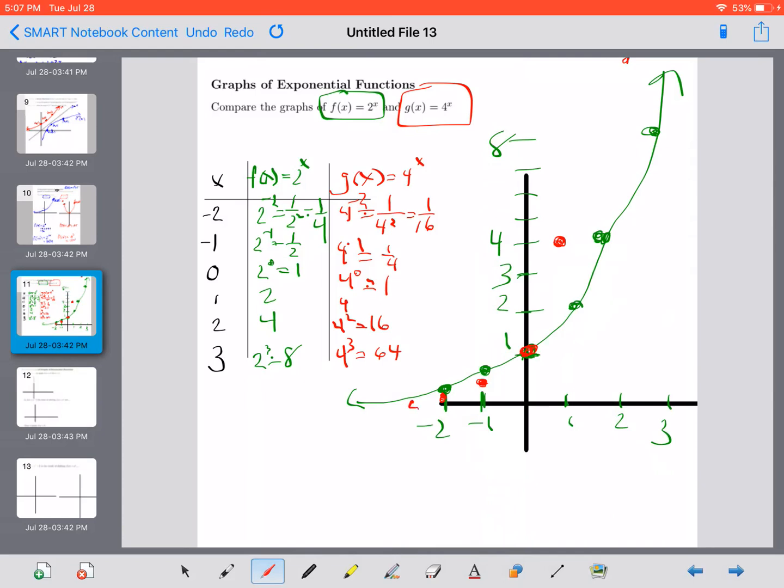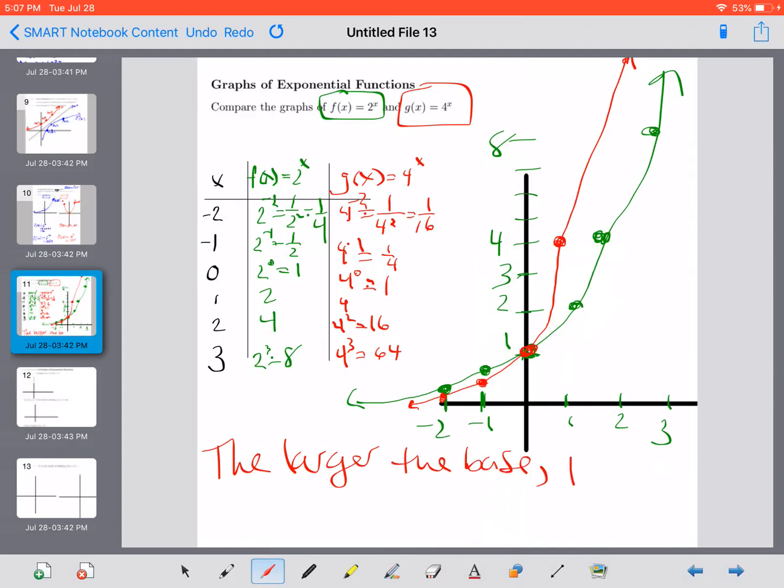So if I were to try and draw this red graph, this 4 to the x function, notice that it goes to 0 more quickly than the green function does as x heads towards negative infinity, but it also heads towards infinity much more quickly than f of x does for positive x values. So the larger the base, the more quickly it will grow.